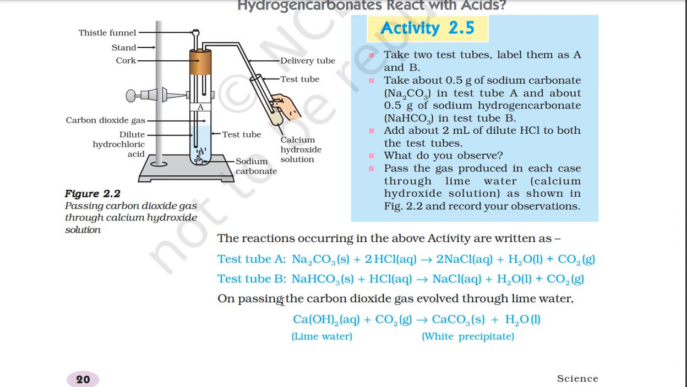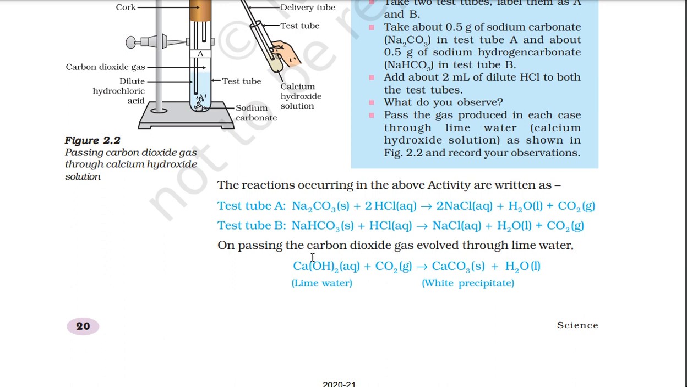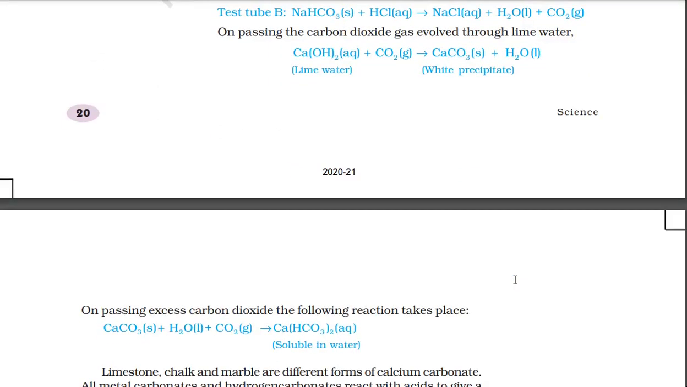In test tube B, sodium hydrogen carbonate reacts with dilute HCl, that is, NaHCO3 plus HCl gives rise to NaCl plus H2O plus CO2. On passing the carbon dioxide gas through the lime water, Ca(OH)2 plus CO2 gives rise to a white precipitate, CaCO3, plus H2O.